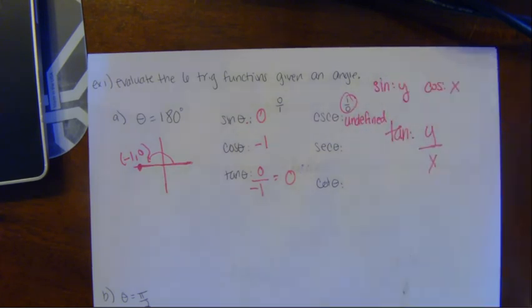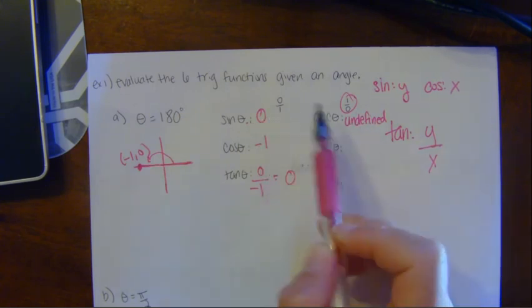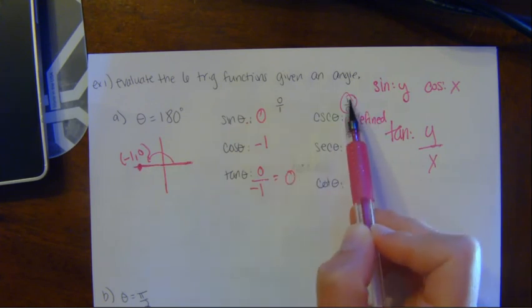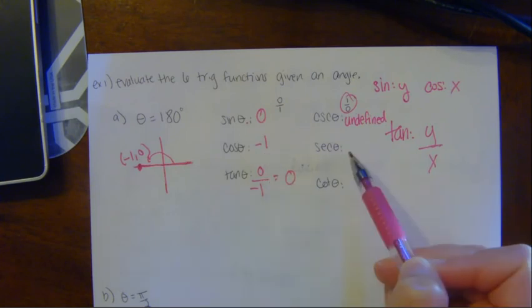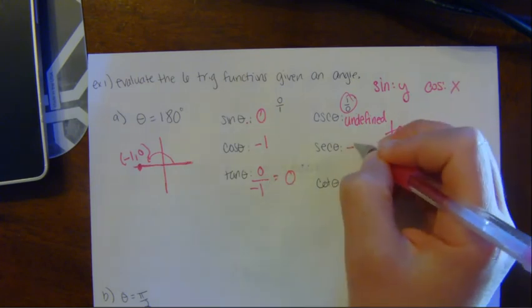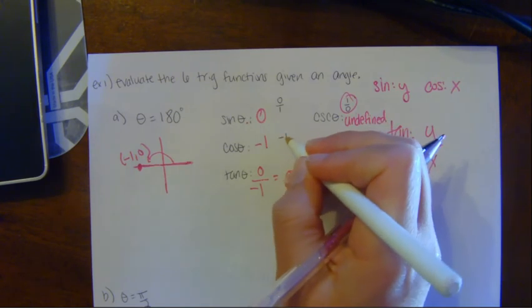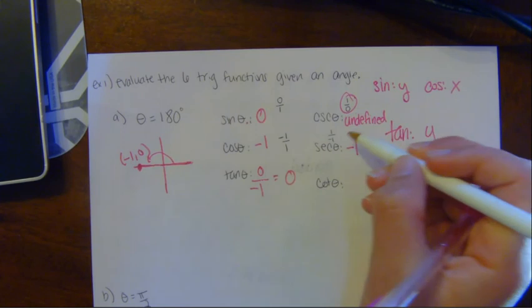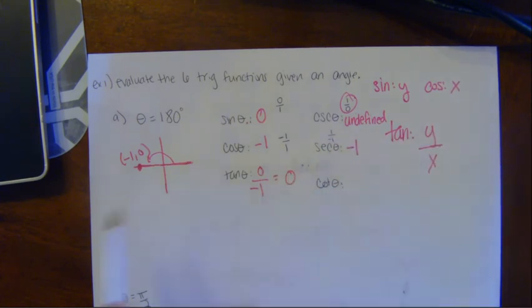So we're going to start to understand that 0 and undefined are reciprocals of one another, and that's because of this right here. 0 divided by 1, or 1 divided by 0. Now, cosine is negative 1, the reciprocal of that is going to just be negative 1. Think about, this is really negative 1 over 1. So when I flip that, I get 1 over negative 1, which is going to simplify to be negative 1. So the reciprocal, it doesn't change, it's the same.